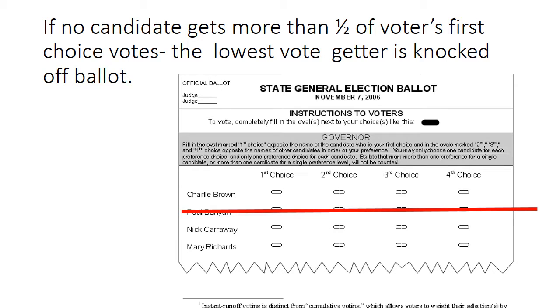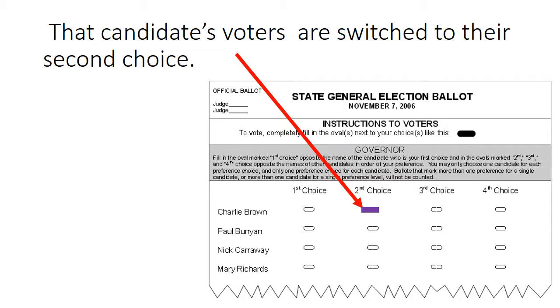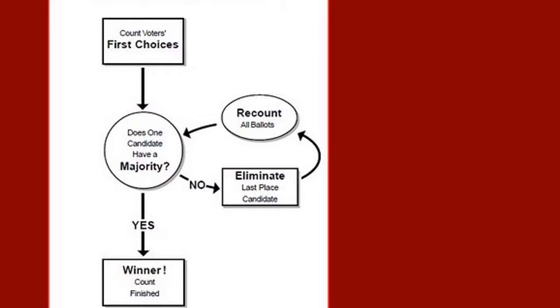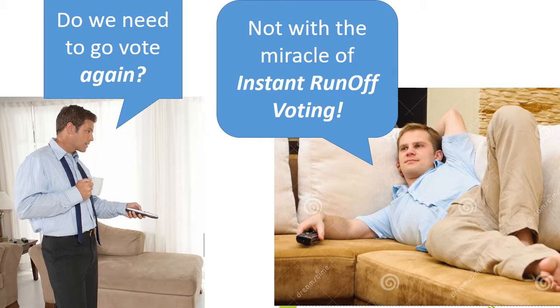But if no one has 50%, then the least popular of the candidates is knocked off the ballot. The votes of everyone who had originally picked that candidate, all of those voters are switched to whoever their second choice is. And once again, the votes are counted, and again we see if any candidate has more than 50% of the votes. That process will keep going on until somebody has more than 50% of the votes and is declared the winner. So there's no need for voters to go to the polls a second time.